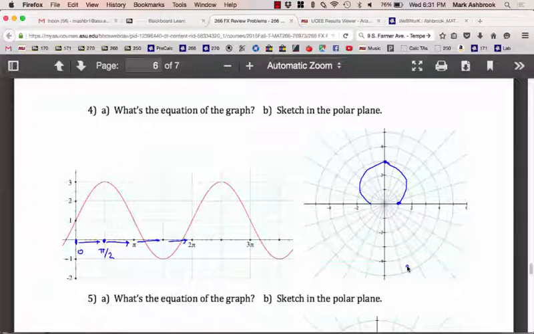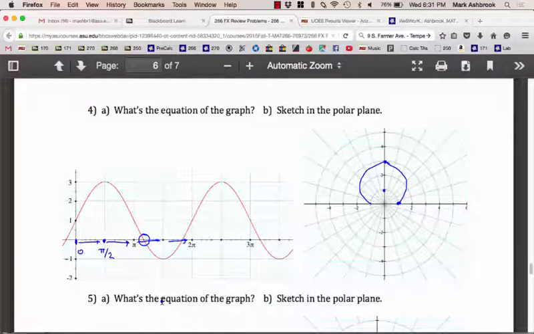And then now it gets a little trickier. As we go from pi to 3 pi over 2, r is going to go from about a little less than 1 to negative 1. So at 3 pi over 2, here's 3 pi over 2. Where's negative 1? It's up here. So somewhere in there, what happens? The distance from the pole is 0.